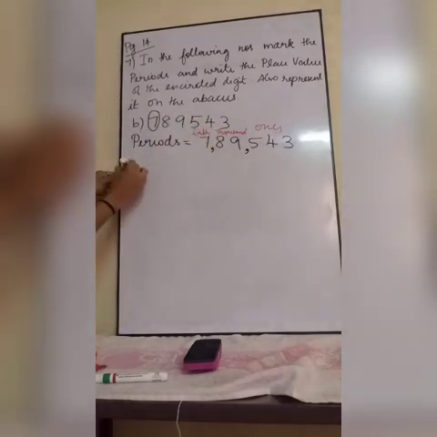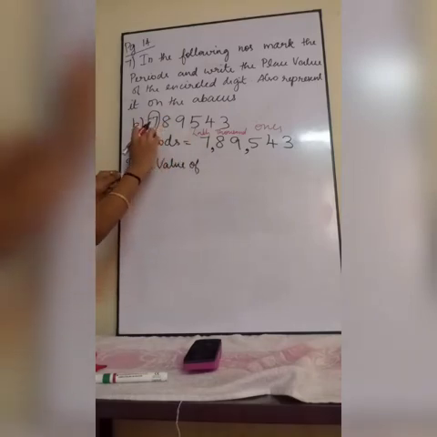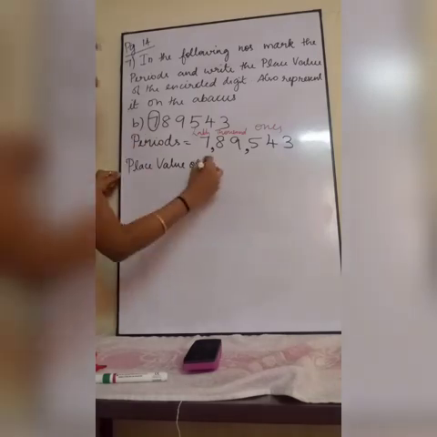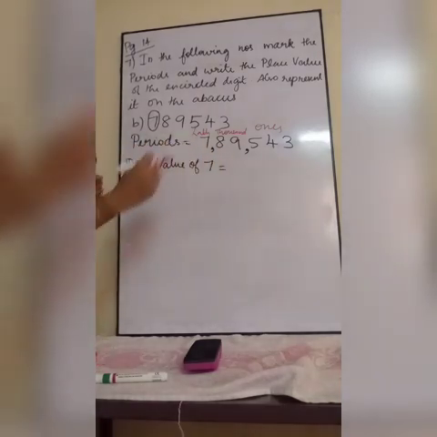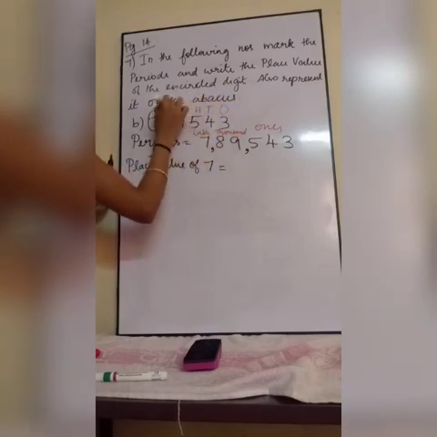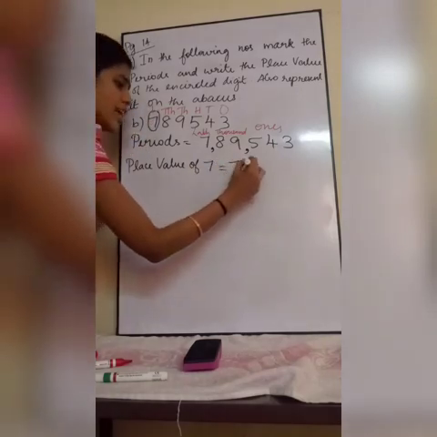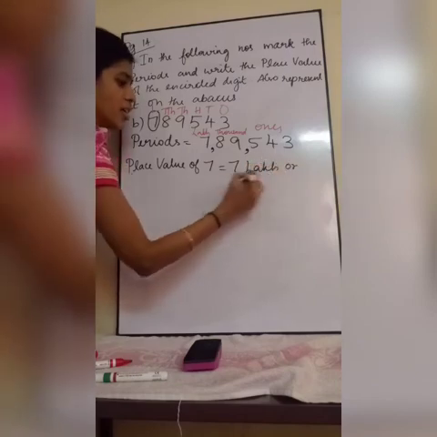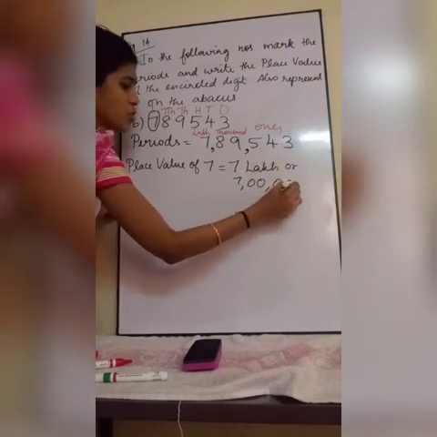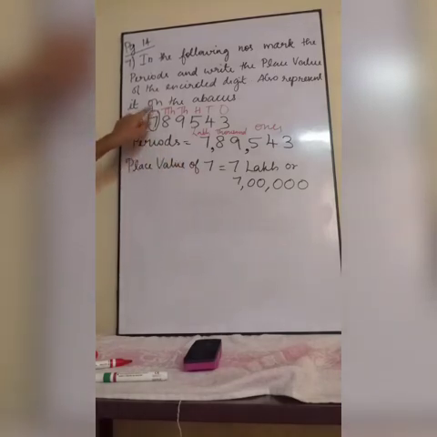Next, place value of the circled digit. What is circled here? 7. Now, we want to find the place value for every digit: ones, tens, hundreds, 1,000, 10,000, lakh. So, where does the 7 stand? In the lakh position. So, 7 lakh or 7,00,000, because the place value of 7 is lakh.